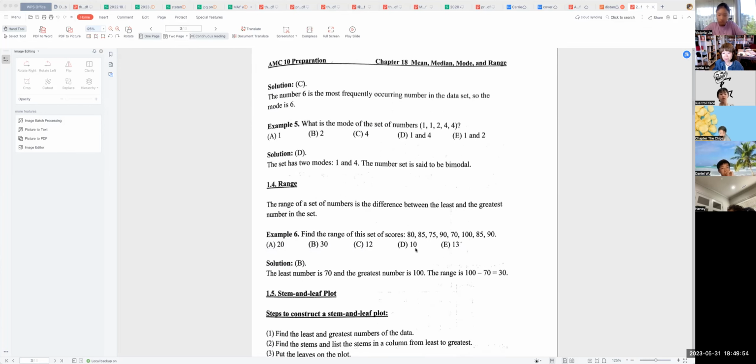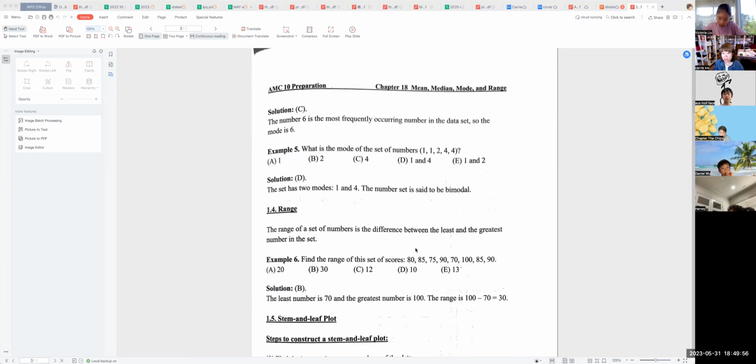Pretty easy. So let's talk about range. The range of a set of numbers is the difference between the least and the greatest number in the set. For instance, you have 80, 85. When we do those questions, you'll find out that putting them in order is very important. Because when you find the median, you need to put them in order. When you find the range, you need to put them in order. So if you have a set of numbers, I strongly suggest you put them in order first, from smallest to biggest.